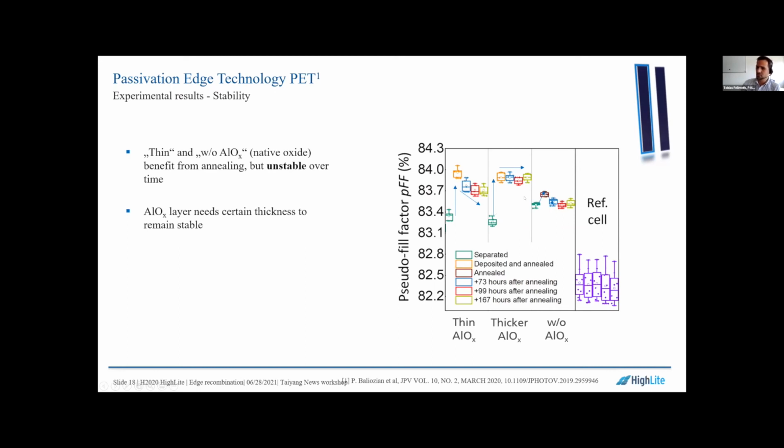So you need here a certain thickness of the aluminum oxide layer to really remain stable. So this is after over a week. So having a stable cell. And here you see also the effect of the native oxide. The native oxide grows, improves the pseudo fill factor, however, drops again. So it is not a stable process. You need to use at least aluminum oxide with a certain thickness.